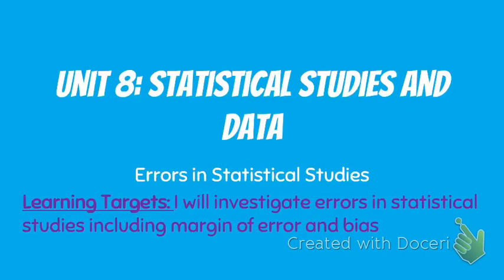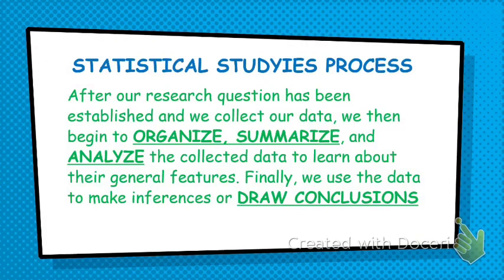All right, so yesterday we looked at some terminologies and different ways to gather samples from a population, and today we're going to look at errors in statistics, including margin of error and bias. So in the statistical studies process, after we collect a research question, we begin by collecting our data, and then we organize, summarize, analyze it, and then finally we draw conclusions or inferences.